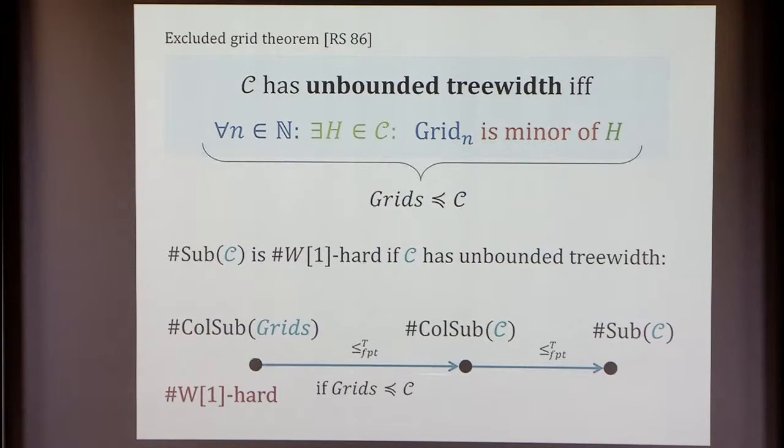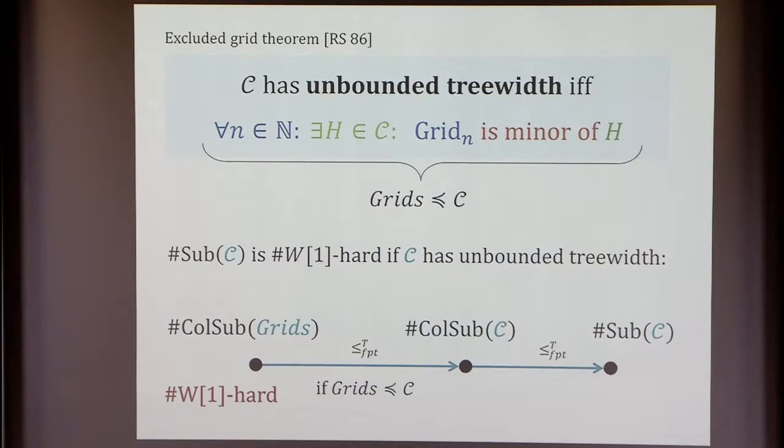And it's really at this step here that we need this excluded grid theorem, because this tells us exactly that C has unbounded tree width. Okay, if C has unbounded tree width, then we can find these arbitrarily large grids in C, and this is exactly what enables this reduction. So this is kind of nice because this is one of these situations where we can really use this power of parameterized reductions to invoke some heavy graph theoretic machinery.